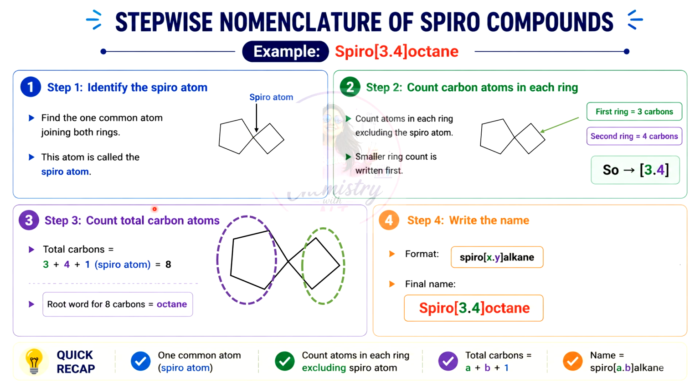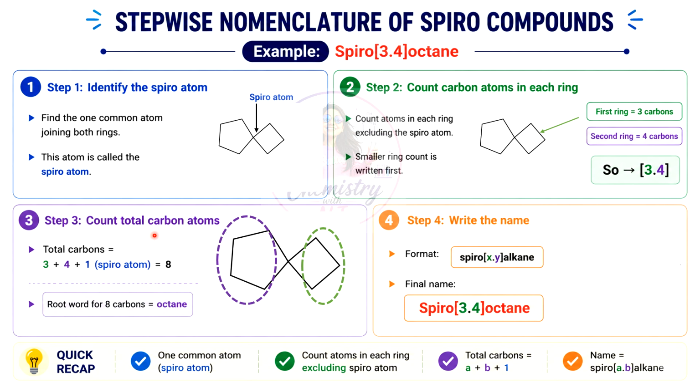Next, count the carbon atoms in each ring, excluding the spiro atom. For this ring, 1, 2, and 3: three carbons are there. And for this ring, 1, 2, 3, 4: four carbons are there. Always write the smaller number first. So the first ring has three carbons and the second has four carbons, so we write 3 and 4.